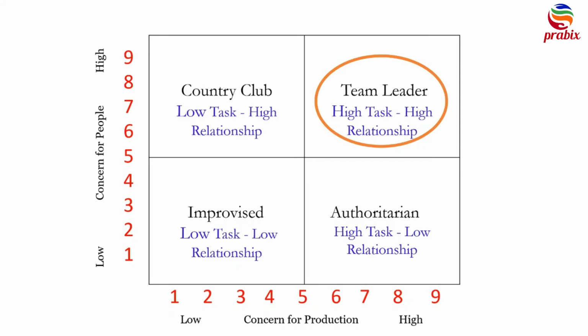The most desirable place for a leader to be along the two axes at most times would be a 9 on task and a 9 on people: the team leader. However, do not entirely dismiss the other 3. Certain situations might call for one of the other 3 to be used at times.